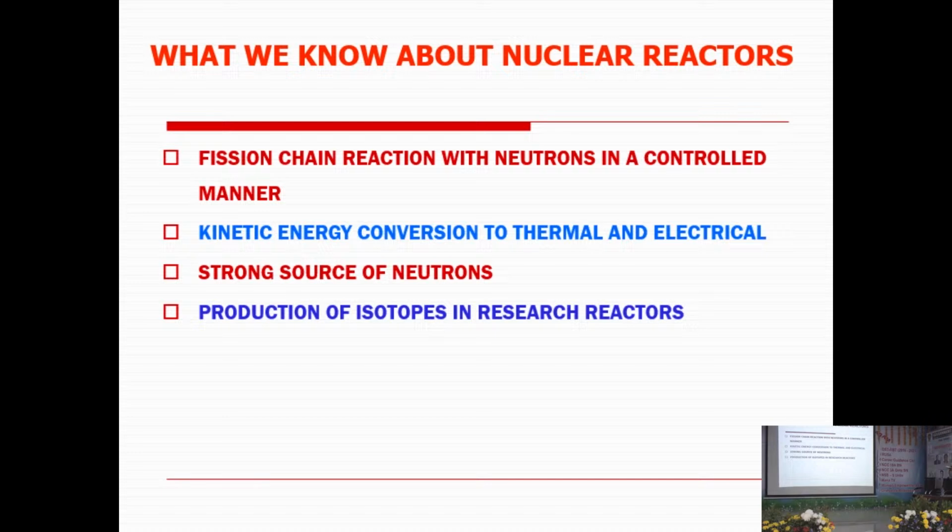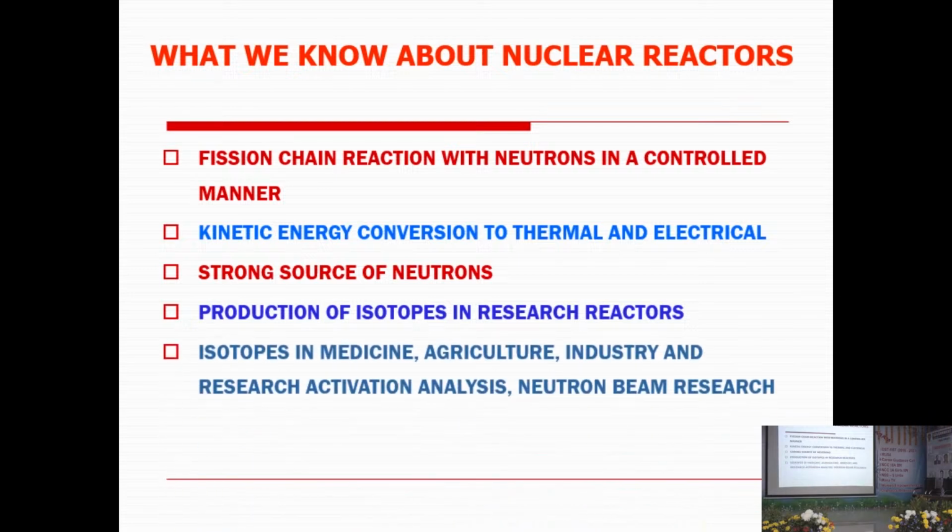And there is the production of isotopes in research reactors. Suppose our aim is to produce some isotopes, that is called a research reactor, then this source of neutrons can be used for the production of isotopes which are required at our application site. The applications, like isotopes in medicine, agriculture, industry, and research such as activation analysis and neutron beam research, we are going to explain tomorrow. These can be done using the neutrons coming out from the research reactors.